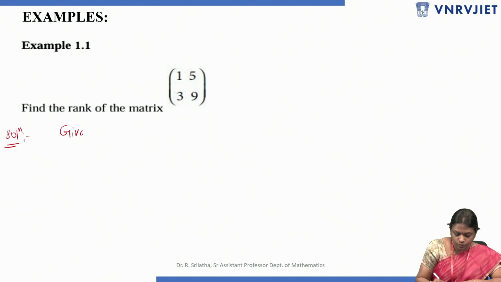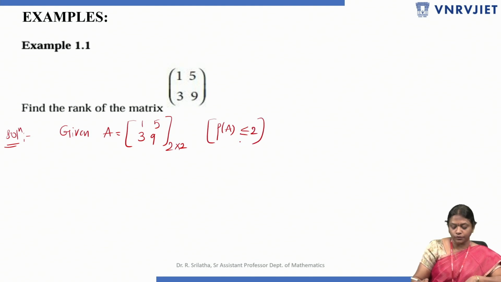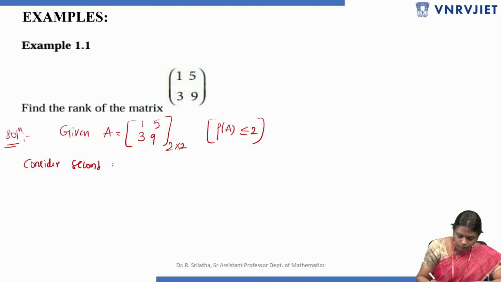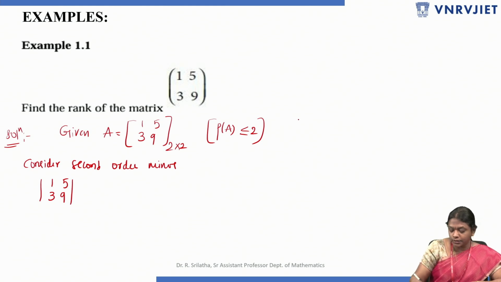This is the given matrix, I'm writing here 1, 5, 3, 9. So this is a matrix of order 2 by 2. If it is a matrix of order 2 by 2, we denote the rank of a matrix as rho of A. Since it is of order 2 by 2, its rank should be less than or equal to 2. Now consider the second order minor. What is our given matrix of order 2 by 2? 1, 5, 3, 9.